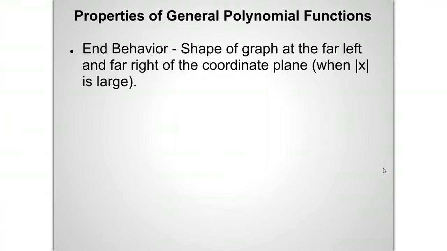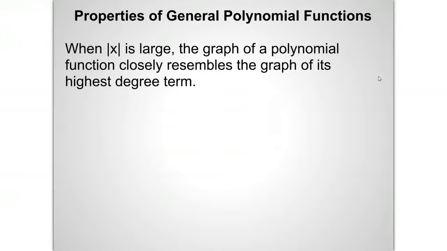End behavior is the shape of the graph at the far left and far right of the coordinate plane. We talk about looking at it when the absolute value of x is large. If the absolute value of x is large and x is negative, that would bring us way to the left on the coordinate plane. If x is a positive number and the absolute value of it is large, it would bring us way to the right. When the absolute value of x is large, the graph of a polynomial function closely resembles the graph of its highest degree term.